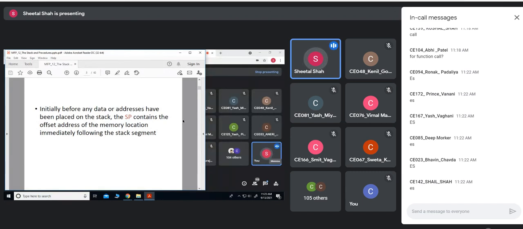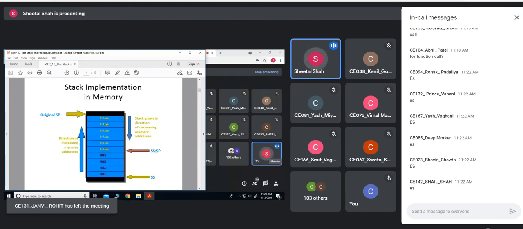Initially, before any data or address has been placed onto the stack, the SP contains the offset address of the memory location immediately following the stack segment. So this we have already discussed. Let us see how this stack would be implemented. Assume that this blue colored box is my stack. The base address of the stack is indicated by the SS register, and the stack pointer is pointing to the top of the stack. So this is the top of the stack.